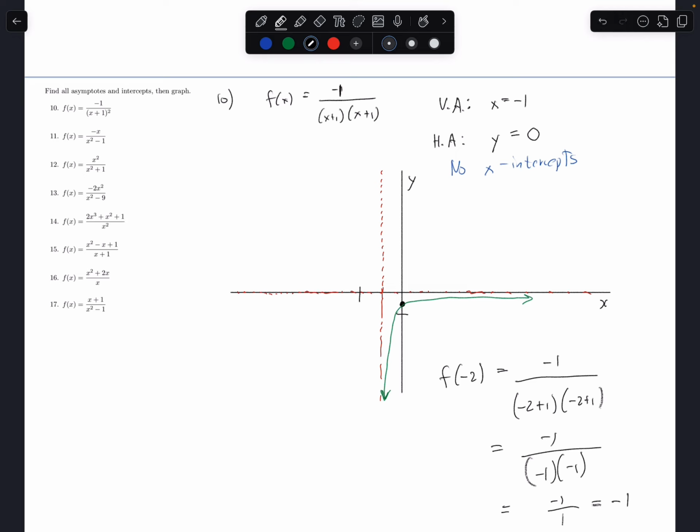So look what happened. At x equals -2, I'm at -1. So that means I'm at this point right here. Right? So also negative, which means, oh, okay. My graph should have hit that point, and then I should approach the horizontal asymptote. Something like that. Yeah? Okay, nice.